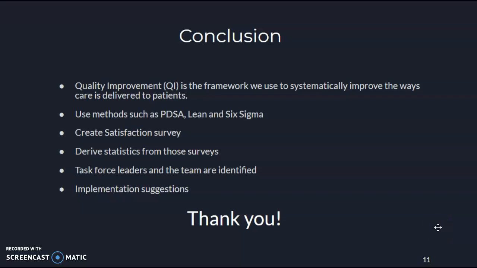So in conclusion, we just want to review a little bit. We talked about quality improvement as a framework that we use to systematically improve the care that is being delivered to our patients. We're going to utilize methods such as PDSA, Lean, and Six Sigma. We want to create that satisfaction survey, and we want to derive statistics from the survey, and we want to implement and create a task force that leads the team and identify those leaders of the task force to implement the suggestions that we make.